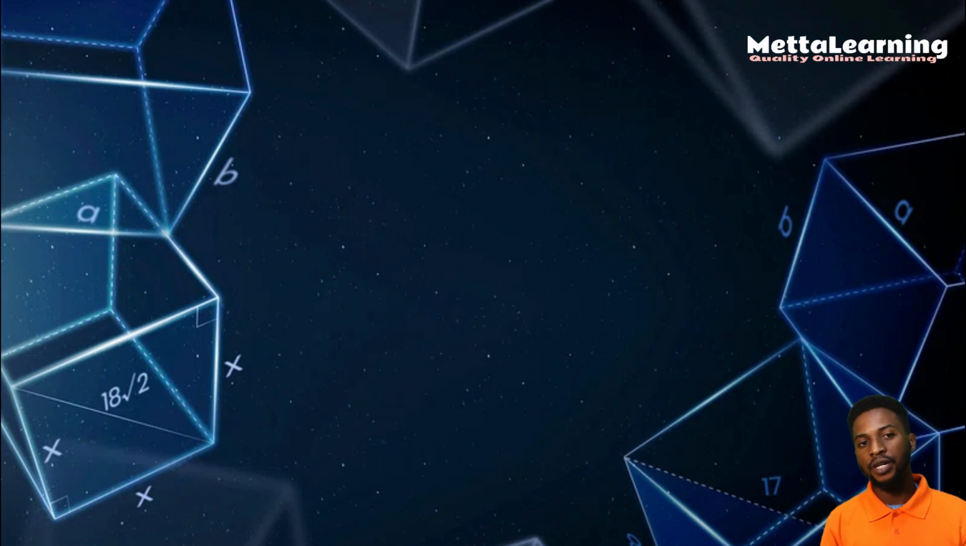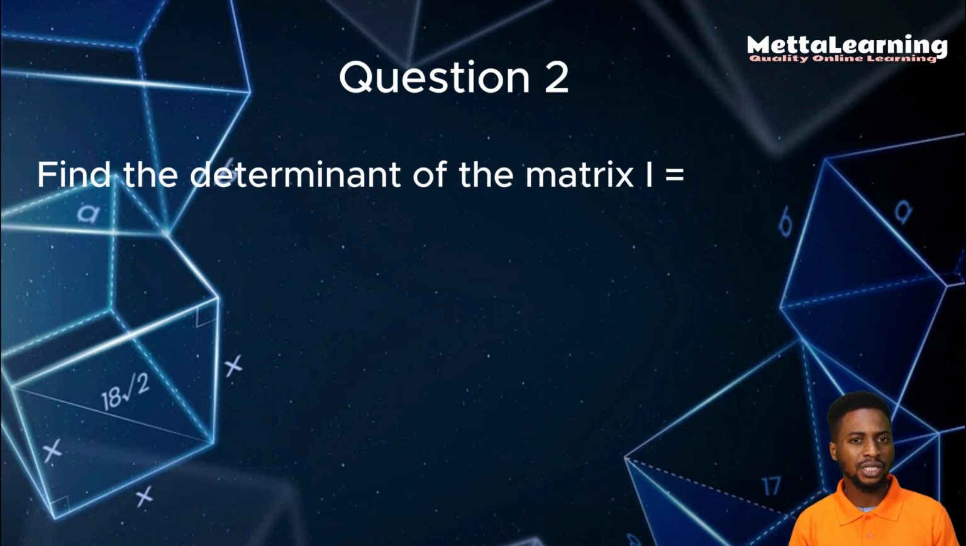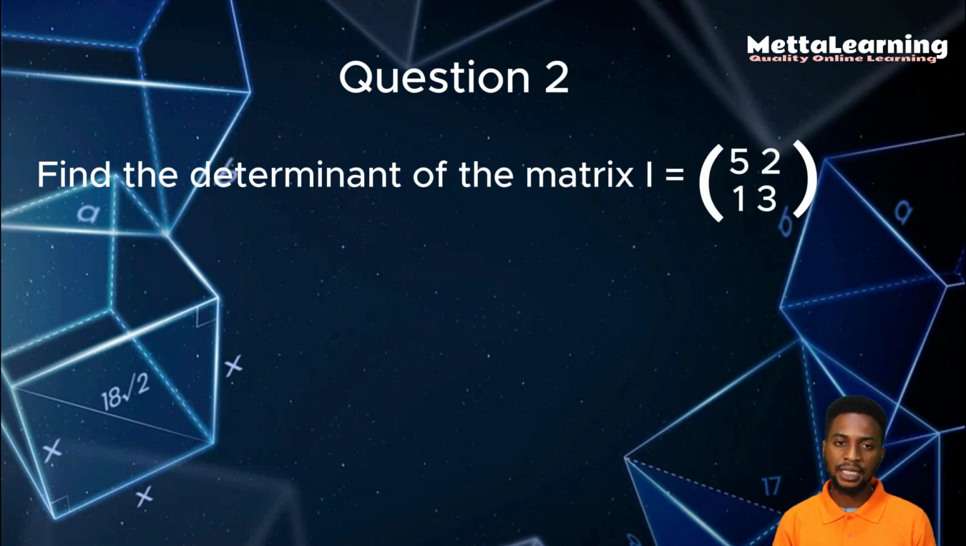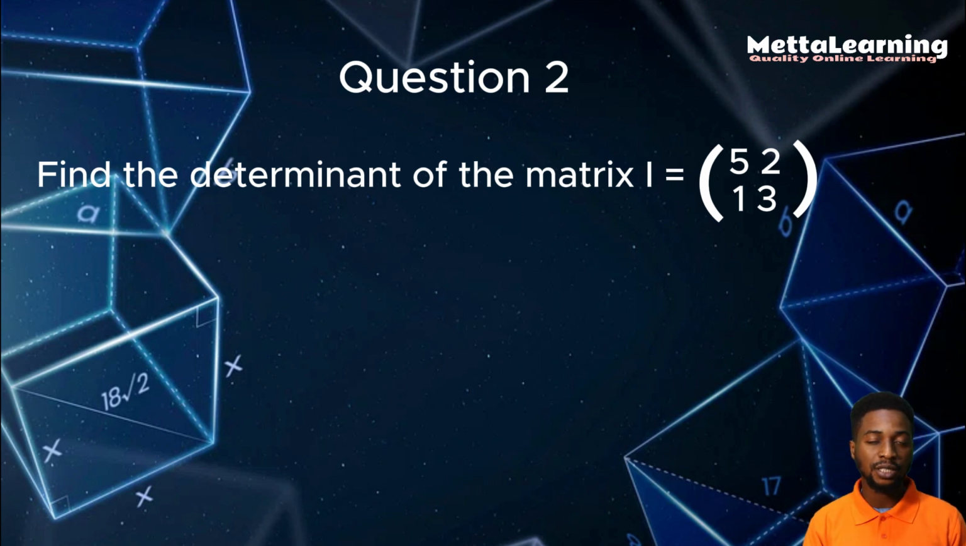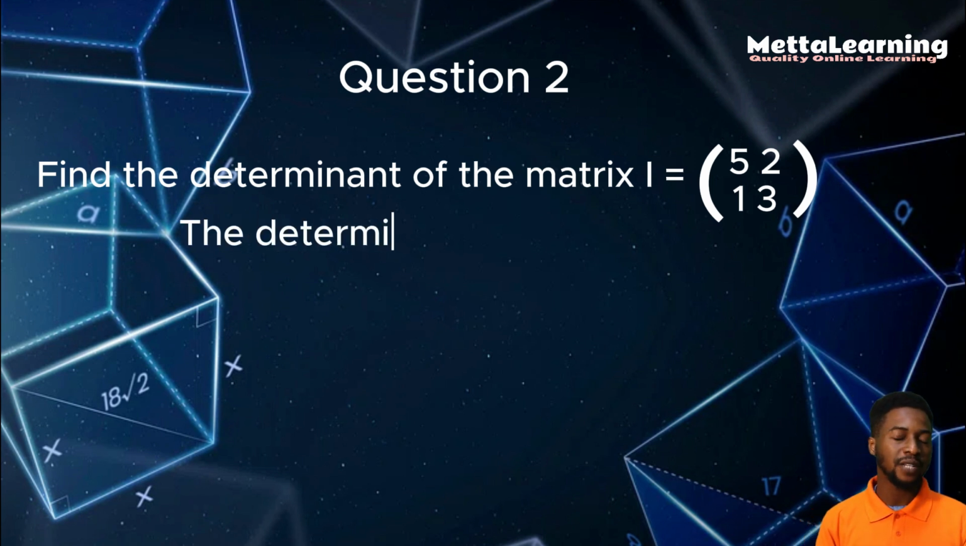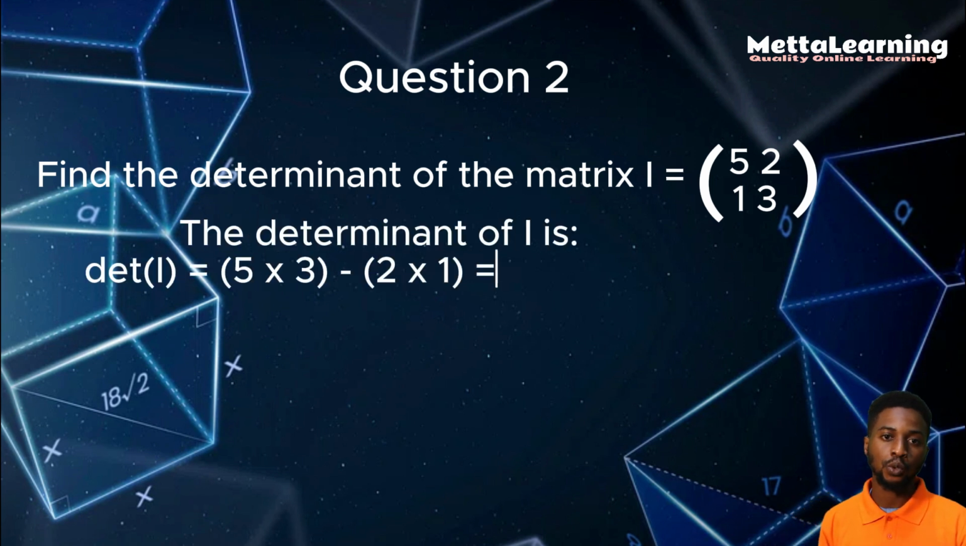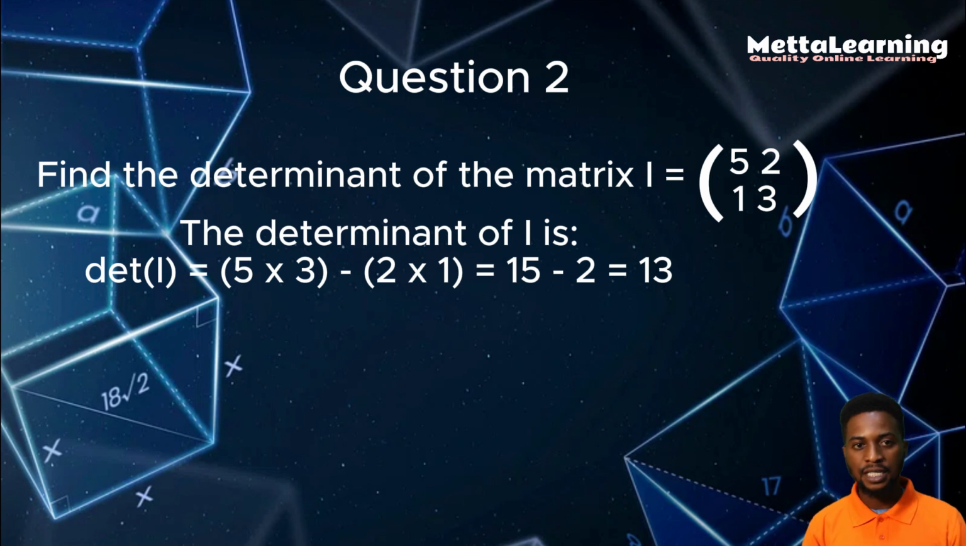The next question we have here is from the WAEC past question 2006. It says, find the determinant of the matrix I, which is equals to, in brackets, calling my figures in rows, 5, 1, 2, 3, then close bracket. So to find the determinant of I, we multiply the numbers in diagonal and we minus them from each other. So that will be 5 times 3 minus 2 times 1. So we have 15 minus 2, and that will be 13 as our final answer. So that's the determinant of the matrix.